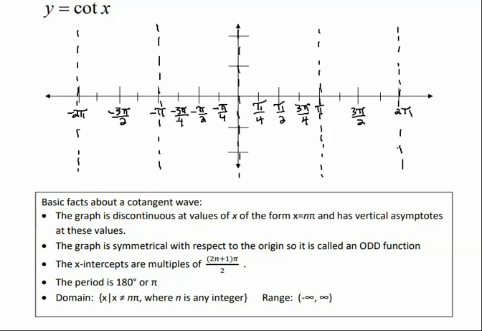Okay, I've marked up our graph with the asymptotes. The asymptotes, again, happen every place that sine is zero, because cotangent of theta, let me write it as theta because there's another x, cotangent of theta is x over y. So every place that y or sine is zero, cotangent is undefined. Sine is zero at zero, at pi, and at 2 pi, and of course also the negative values. So that's where we have asymptotes.